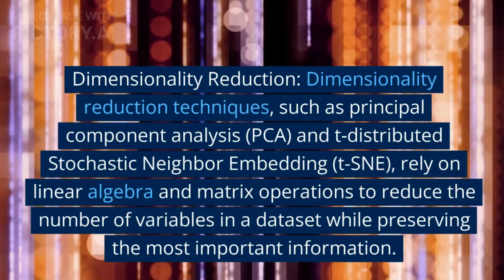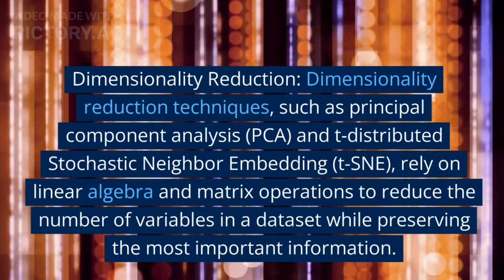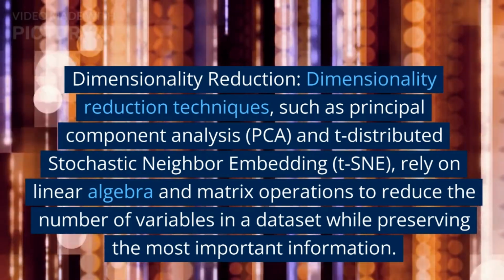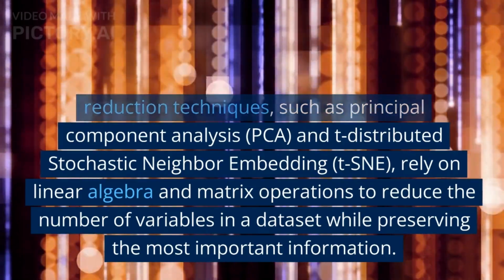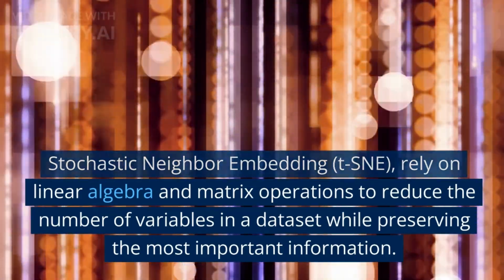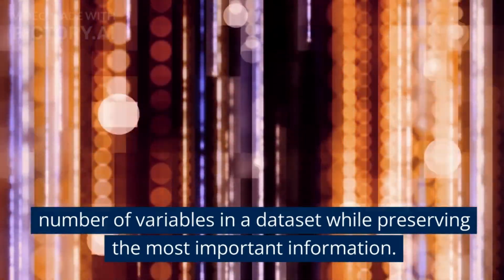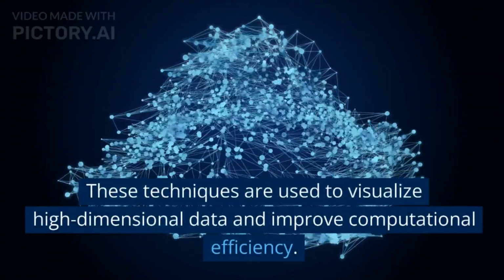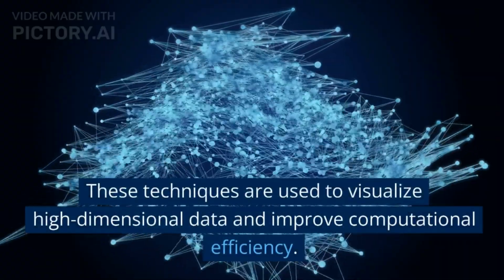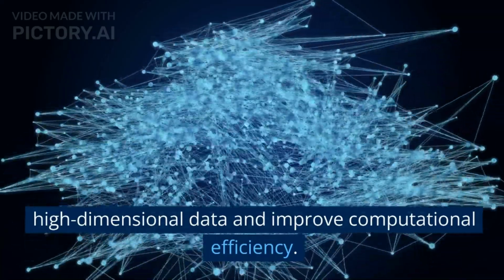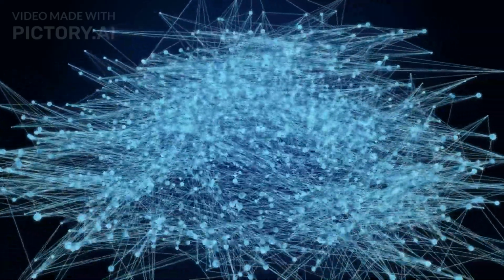Optimization algorithms. Optimization algorithms play a crucial role in machine learning and data science. They are used to find the best values for model parameters that minimize or maximize an objective function. Gradient descent, stochastic gradient descent, and evolutionary algorithms are optimization techniques commonly used in data science.